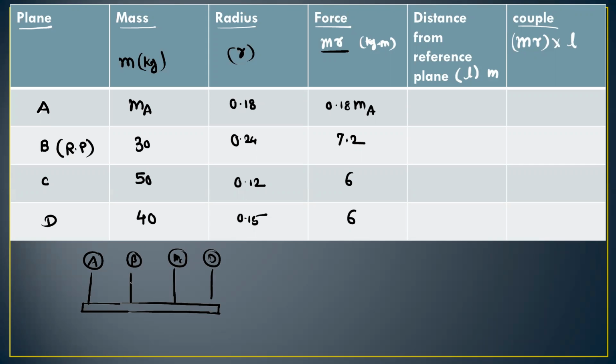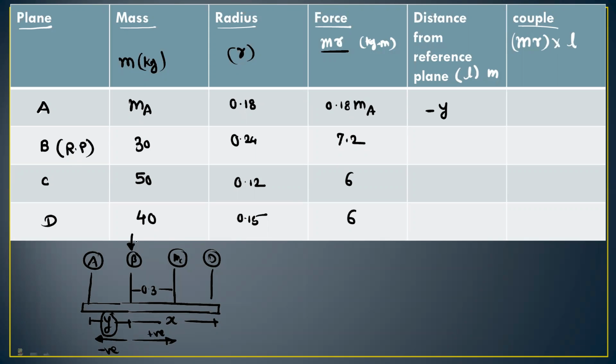Distance between B and C is given as 30 centimeters, so it is 0.3. We have taken B as the reference plane. So from B, distance of A is Y, and distance of D is taken as X. From the reference plane, distance on the right side, consider this as positive, and on the left side, take this negative. So the mass A is on the left side, so it is minus Y. This is negative as it is on the left side of the reference plane.